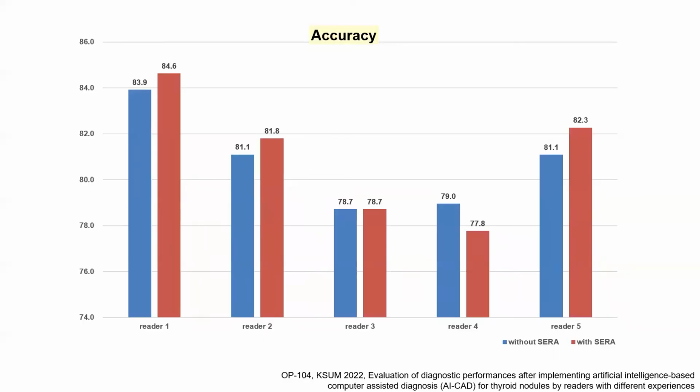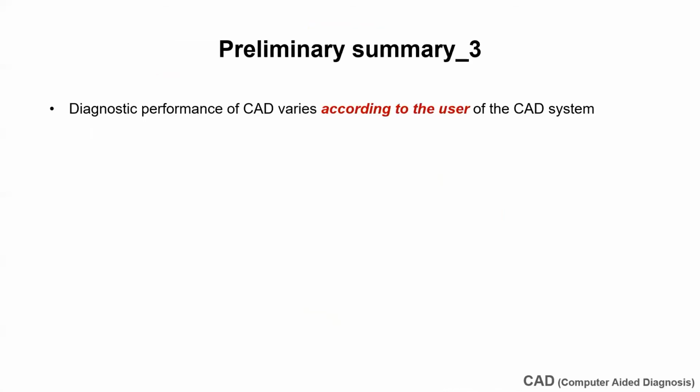We have only viewed a few cases, but I think you can already see that CAD values vary according to the user. While most readers showed improved accuracy after CAD assistance, some showed worse accuracy with CAD assistance. Therefore, the diagnostic performance of CAD varies according to the user of the CAD system.